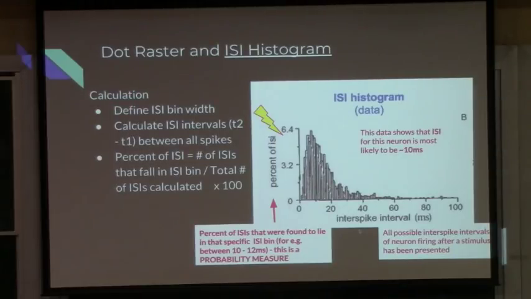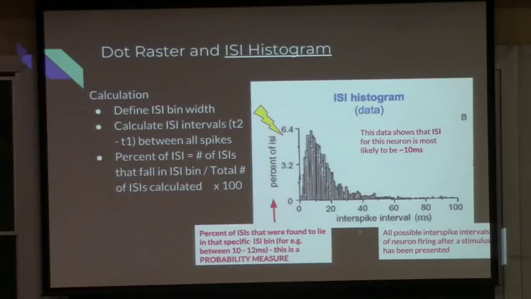So now we're making an ISI histogram from the dot raster, and ISI histogram is basically an interspike interval histogram. So the difference here is that we're looking not at the time. The x-axis here is not the time after which the stimulus has been presented. So we're not just looking at the behavior of the neuron for the next 600 milliseconds after the stimulus was presented. We're not doing that anymore. We're now looking at interspike intervals.